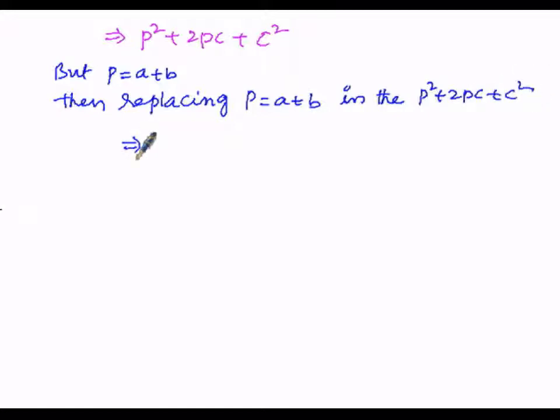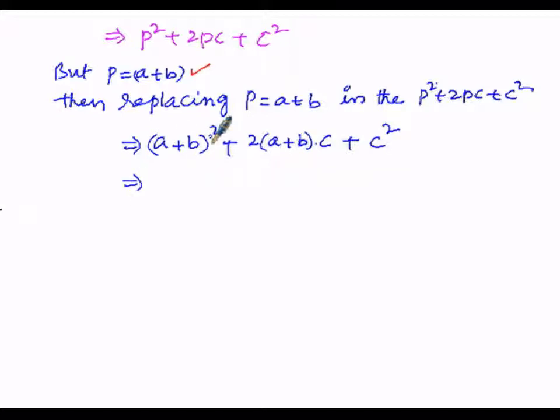So that implies, here (A plus B) whole square plus 2 into (A plus B) into C, written as it is, plus C square, must be copied as it is. So that implies, now it is in the form of (A plus B) whole square.